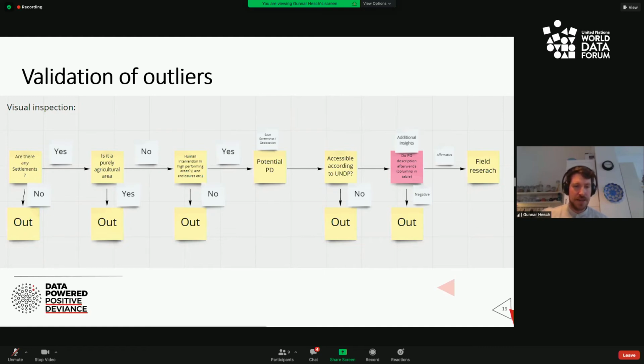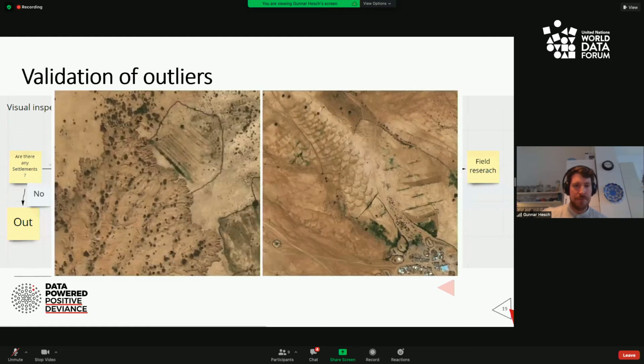To give you a quick example of how this looked, here, for example, we can see two potential PD areas. On the left, we can see large areas of soil erosion, where surface water runoff led to soil erosion. And you can see that there's a hedge which has been planted to serve as a barrier against this erosion. This is some of the behavioral patterns we are looking at.